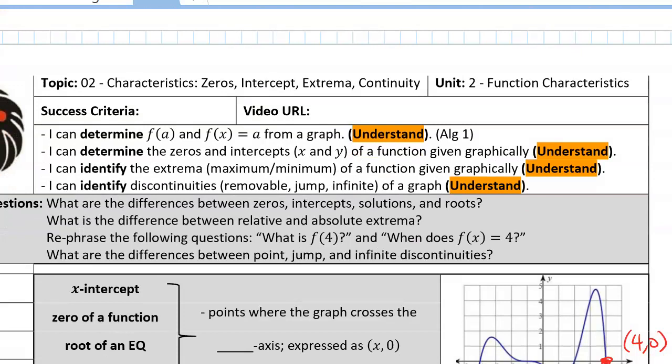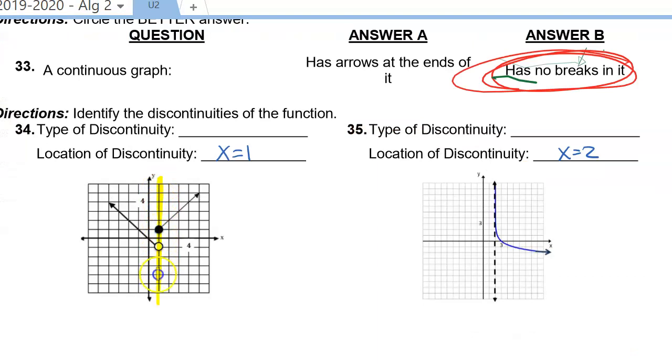So back to our review. We clearly see that there is some type of discontinuity at x is equal to 1 and some type of discontinuity at x is equal to 2 in these two graphs. But the type we're looking for here, we see that this is in fact a jump discontinuity and this is an infinite discontinuity. It's infinite because we can see that there is a vertical asymptote.